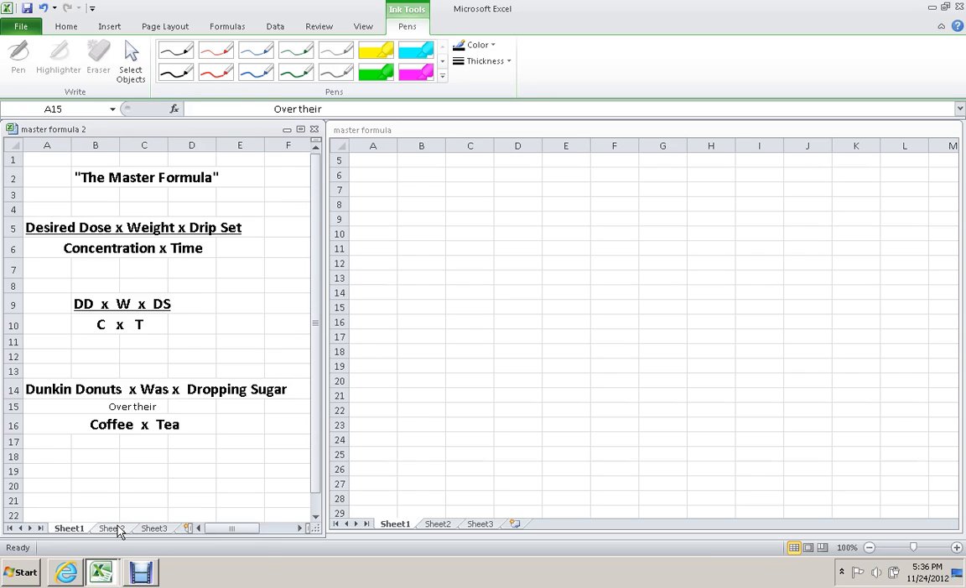Chris talks about the master formula, which is shown here on the left side of the screen. It's desired dose times the patient weight times drip set divided by the concentration of the medication times the time. So you can think of that as DD times W times DS divided by C times T, which is equal to Dunkin' Donuts was dropping sugar over their coffee and tea. The advantage to this formula is you only need to know this one formula. For all the problems, you just use as much of the information as you have for this formula, and then you work it out and you get your right answer.